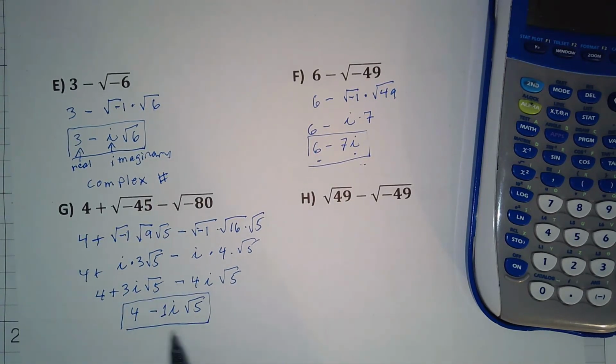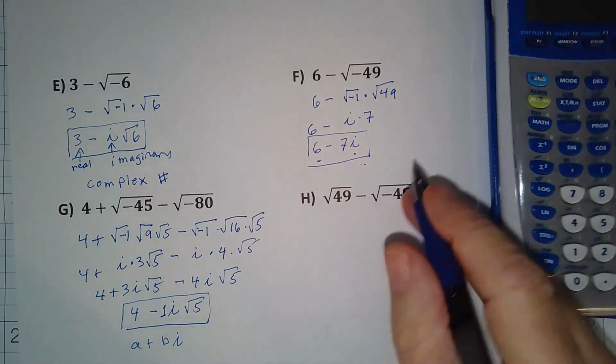It's all in standard form, real component, an imaginary number over here in the component. So again, that's in the a plus bi format. Okay. And you don't need to have the 1 here if you don't want to. You could have said 4 minus i square root of 5, and that would have been considered fine too.